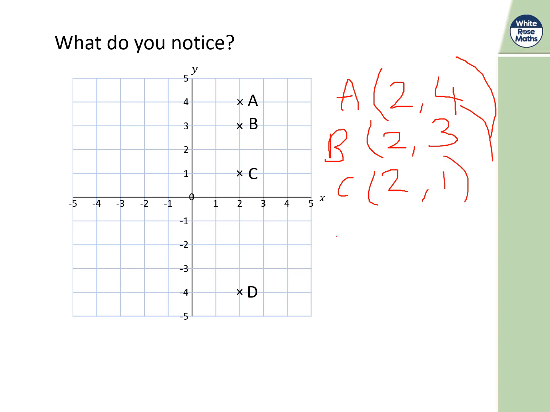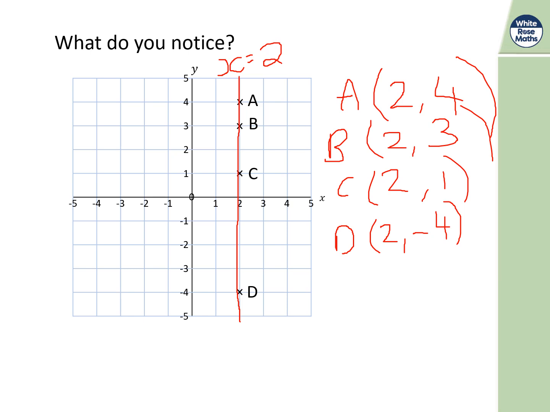And the coordinates of D is (2, -4). Now, hopefully you recognize that the x coordinate is staying fixed at the number 2, and the y coordinate is changing. So if I draw a little vertical line, this is the line x equals 2, because all these coordinates, the x coordinate is always the number 2. It's always (2, 4), (2, 3), (2, 1), (2, -4), (2, -2), (2, -1), (2, 2), and so on and so forth.